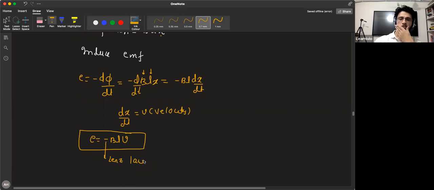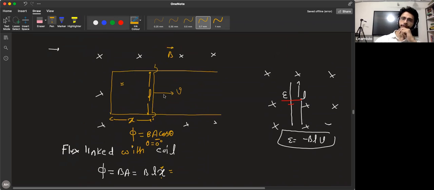Yes, sir, but in the textbook, they said dx by dt is equal to minus v. So they got EMF is BLv. That depends on what is the direction of their velocity. If they take the conductor in this direction, and they say that this direction is positive, this direction is negative, then they can write v is minus of dx over dt. So all depends upon the direction, in which direction you are taking your positive sign and which direction you are taking your negative sign. It's just a matter of reference. Positive, negative is your convention. It won't affect it.